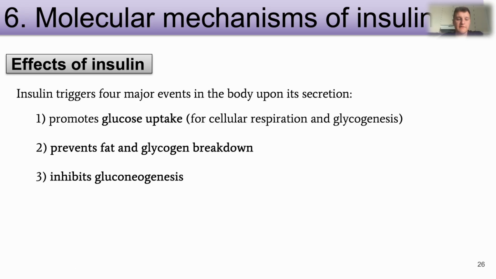So the effects of insulin. We have a few. Insulin triggers 4 major events in the body upon its secretion. It promotes glucose uptake for cell respiration and glycogenesis, prevents fat and glycogen breakdown, inhibits gluconeogenesis, and increases protein synthesis.